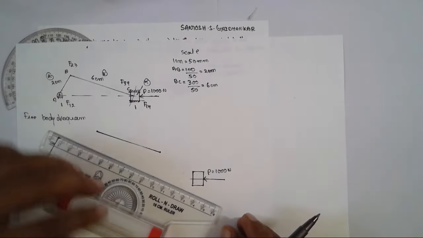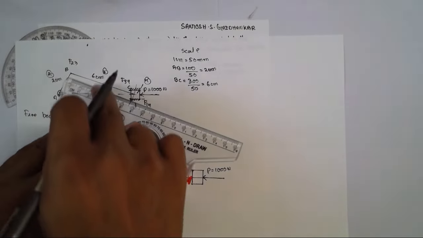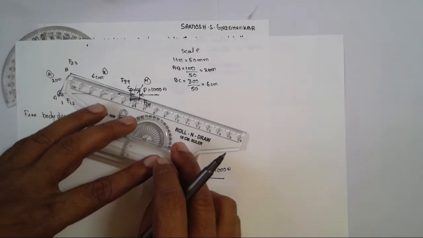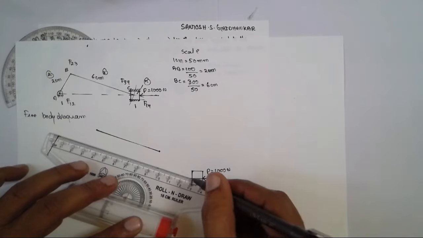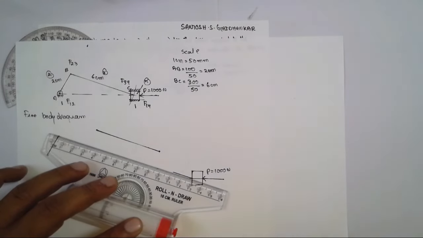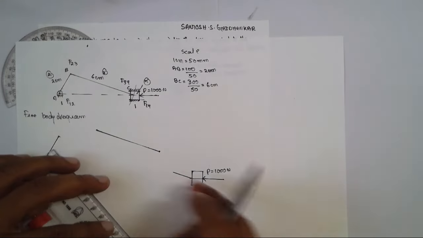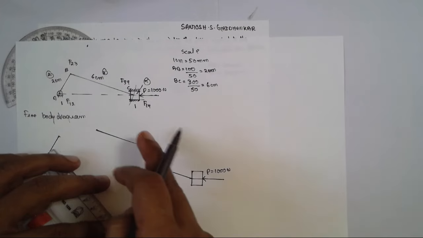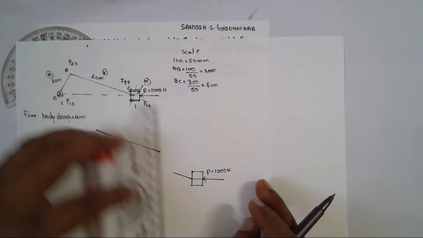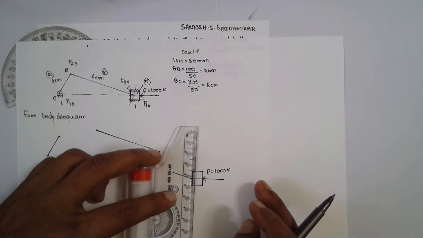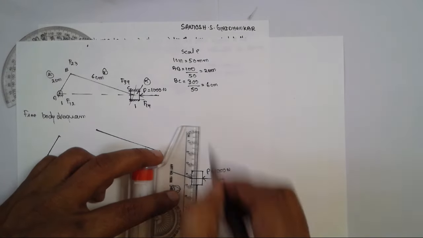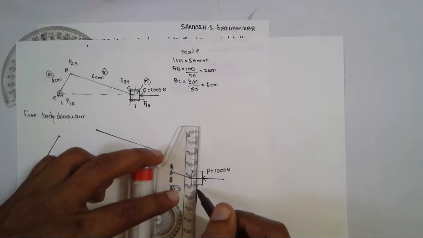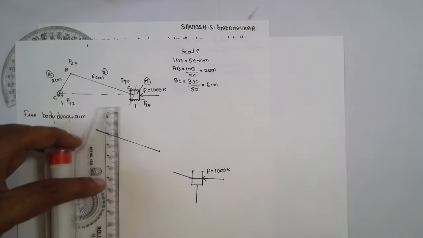Now next, this link, draw a line here, just a line. Now, as the piston moves horizontally, we always have to draw a perpendicular line. We have to consider a perpendicular line. You can draw it completely, otherwise just draw a line at the bottom.